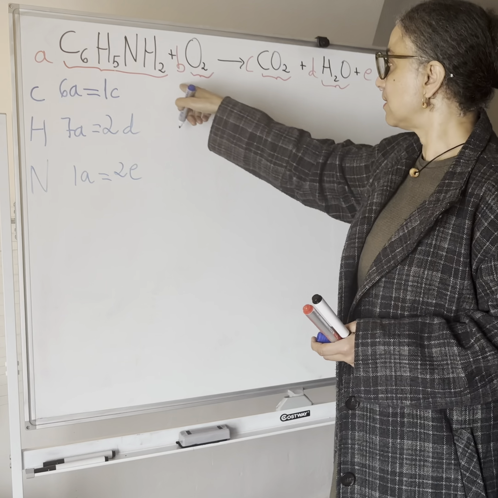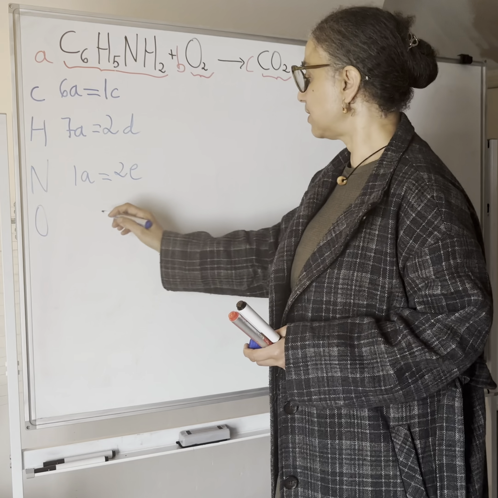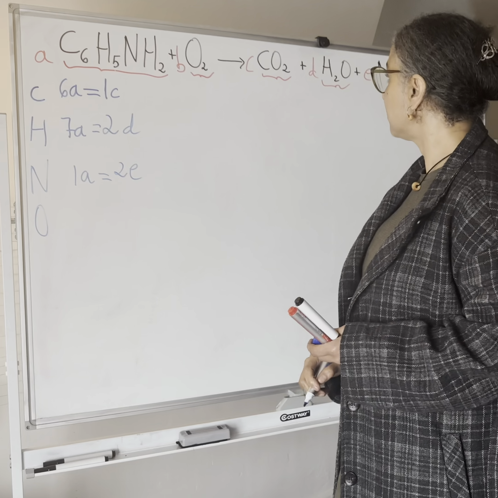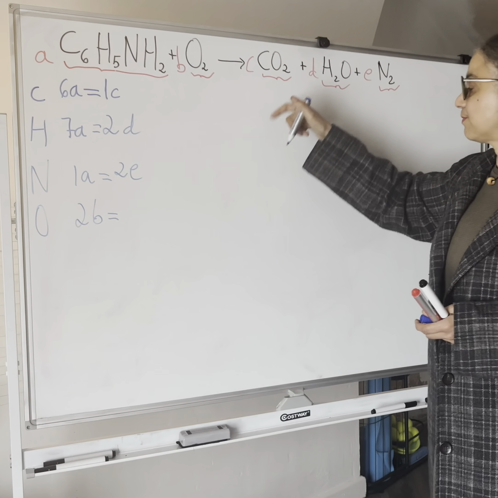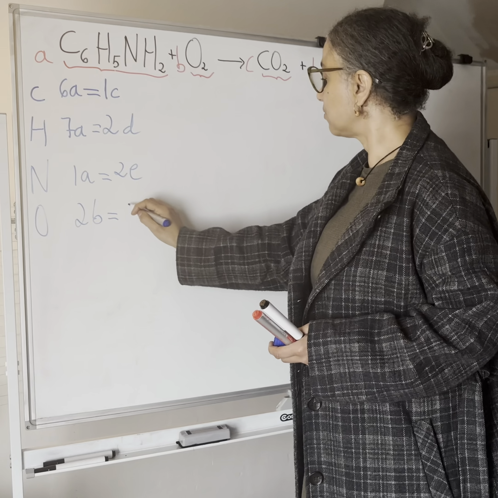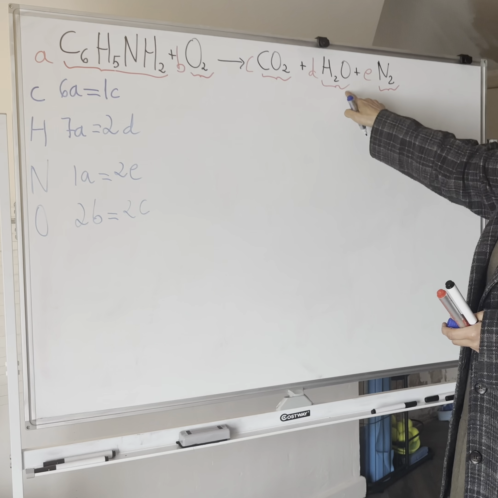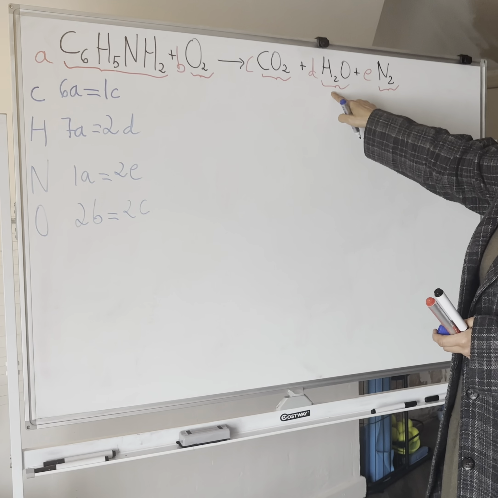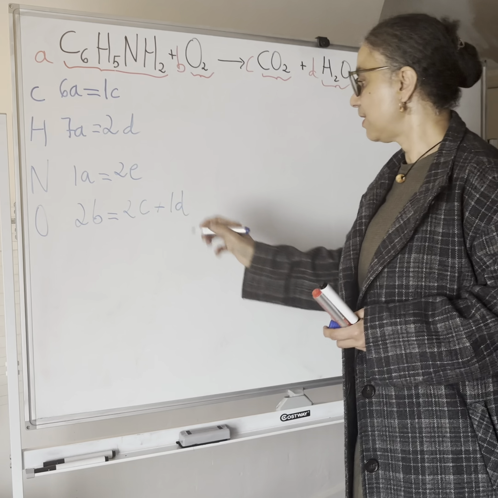Now the oxygens. On the reactant side we have 2 oxygens, the oxidizer, the most important part for the combustion, so the oxygen. So this is 2B, and on the product side we have 2 oxygens for the carbon dioxide, so this gives us 2C plus 1 oxygen in the molecule of water. This gives us 1D, and that's it.